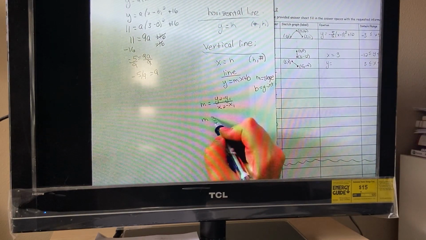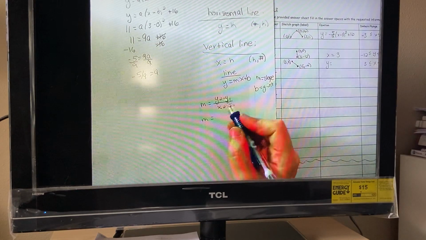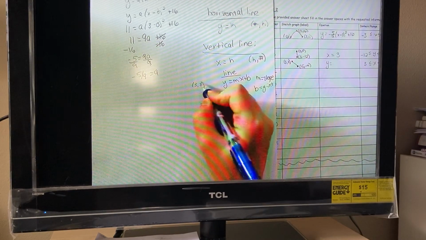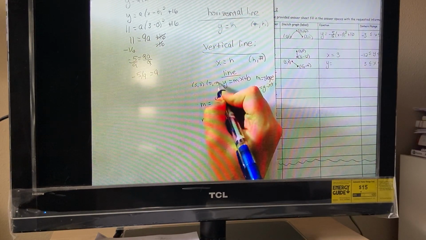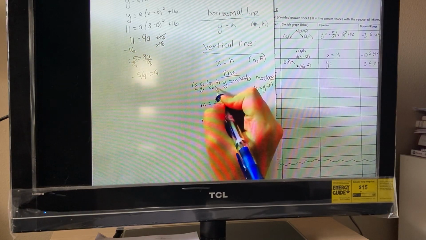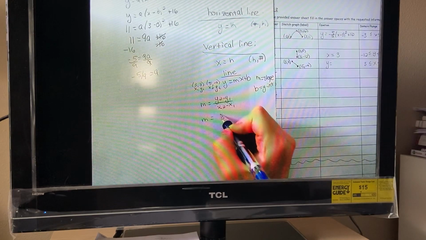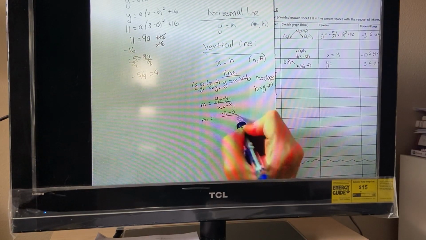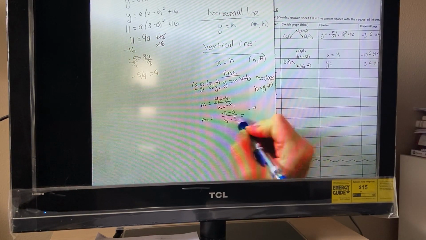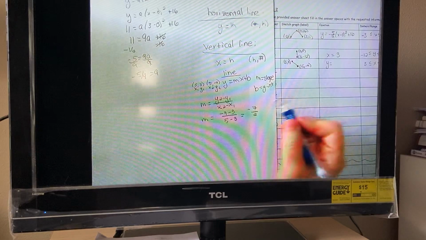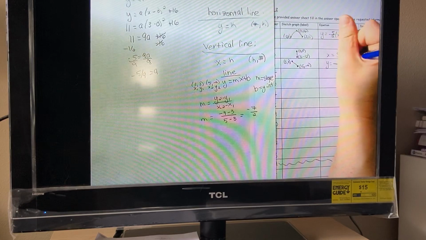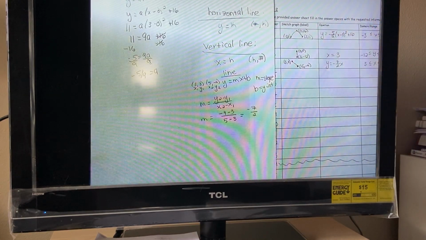So I'm gonna plug in my points. It doesn't really matter which one I choose as the second and which as the first. But just so I don't get confused, I'm gonna write them here and label them: this is the first and this is the second. Now I have -4 minus 3 over 5 minus 3. Well, -4 minus 3 is -7 and 5 minus 3 is 2. So I have my slope, which is -7/2. So I can actually fill that in. Now I just need b.